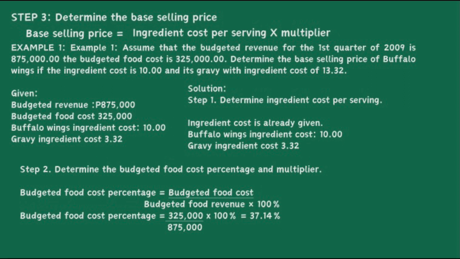The ingredient cost is already given. Buffalo wings ingredient cost is 10 pesos. Gravy ingredient cost is 3.32. Step 2, determine the budgeted food cost percentage and multiplier. The formula is budgeted food cost percentage equals budgeted food cost divided by budgeted food revenue times 100%. So the budgeted food cost is 325,000 divided by budgeted food revenue 875,000 times 100% equals 37.14%. So that is the budgeted food cost percentage.